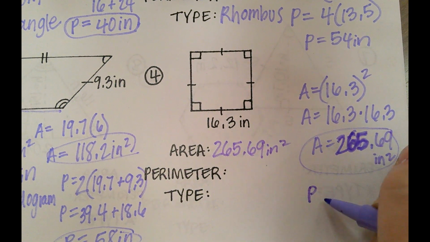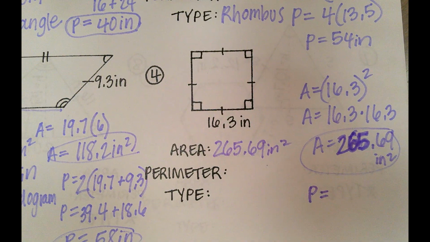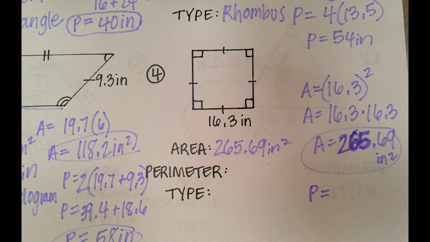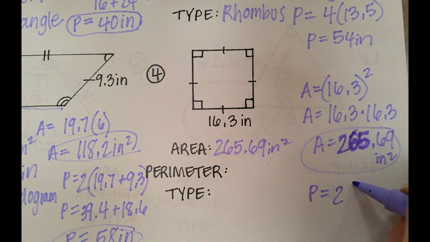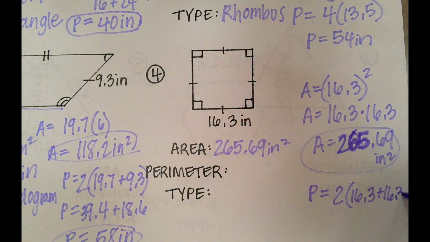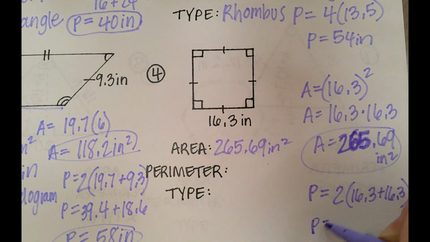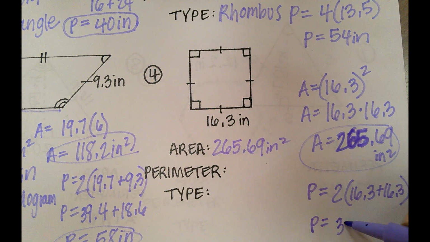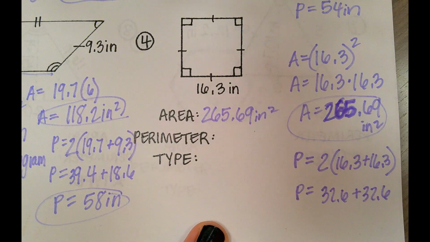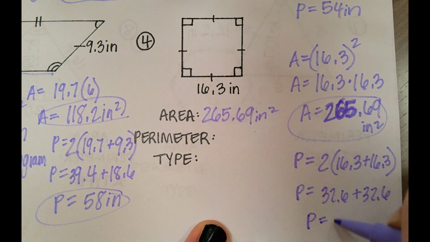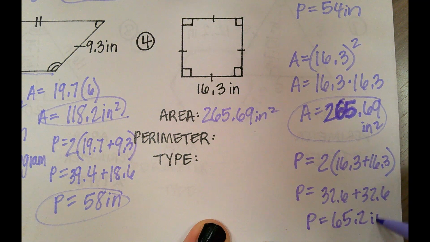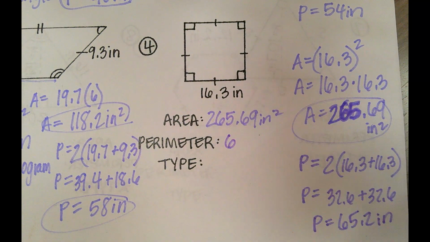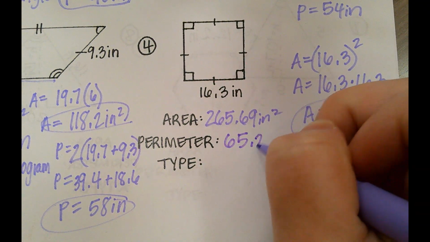Perimeter, how do we find that? 2 in parentheses 16.3 plus 16.3, which will give you 32.6 plus 32.6. And that gives you 65.2 inches. Perfect. 65.2 inches. There is another way we could find perimeter as well.